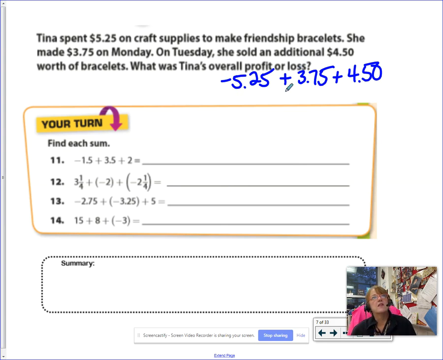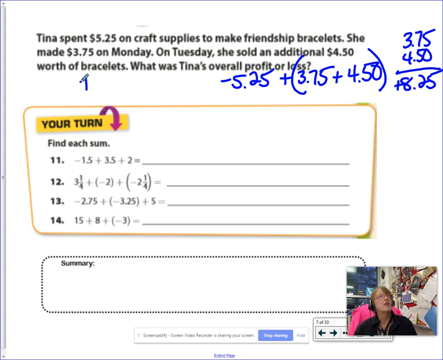Take these two that have the same sign and add them together first. I can do that by the associative property. So add 3.75 and 4.50. That gives you $8.25 to the positive. Now I have negative 5.25. Positive 8 something, negative 5 something. I'm going to end up with a positive answer. And then different signs mean difference. Looks like we should end up with $3.